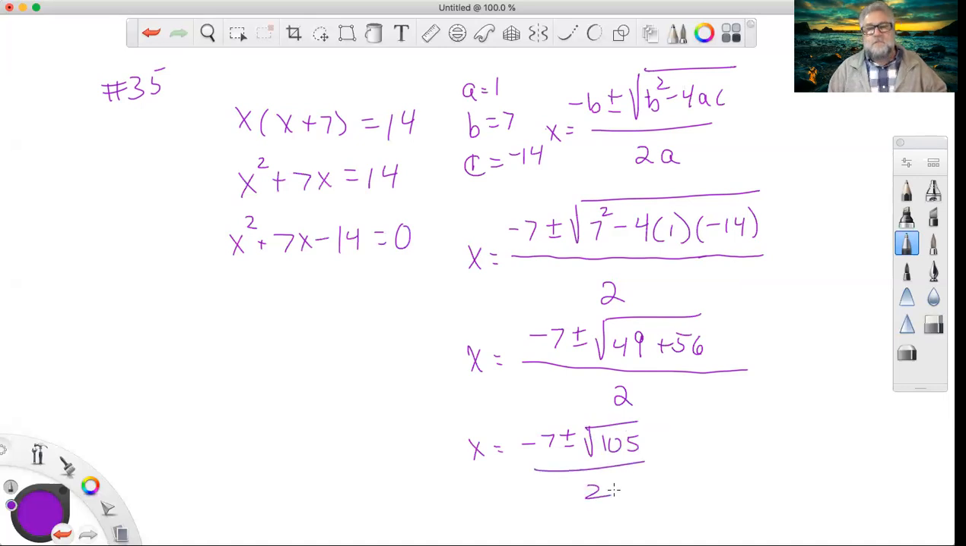All over 2. So now we got to think about, are there any perfect squares in here? Is there a 9? 105 divided by 9? No. Is there a 16? That seems doubtful. It's not a 25. It can't be a 4, because if it was 4, then it would end up even. So is there a 3? No, 3 doesn't matter because it's not a perfect square. So I don't think we can simplify this. Maybe I'm wrong.